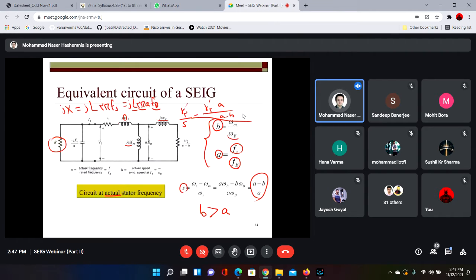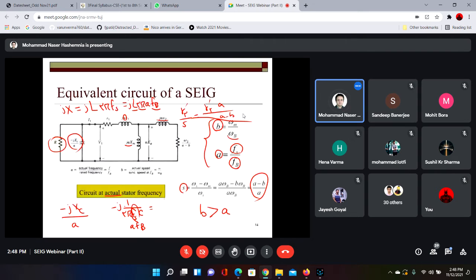Then let's come to the capacitance. The capacitance is minus jXC divided by A. Why? Because the actual capacitive reactance is minus j times 1 over 2π f stator C. Then replace f stator with A f base. Then it will be minus j XC, at base frequency, divided by A. So we will have a division by A here.